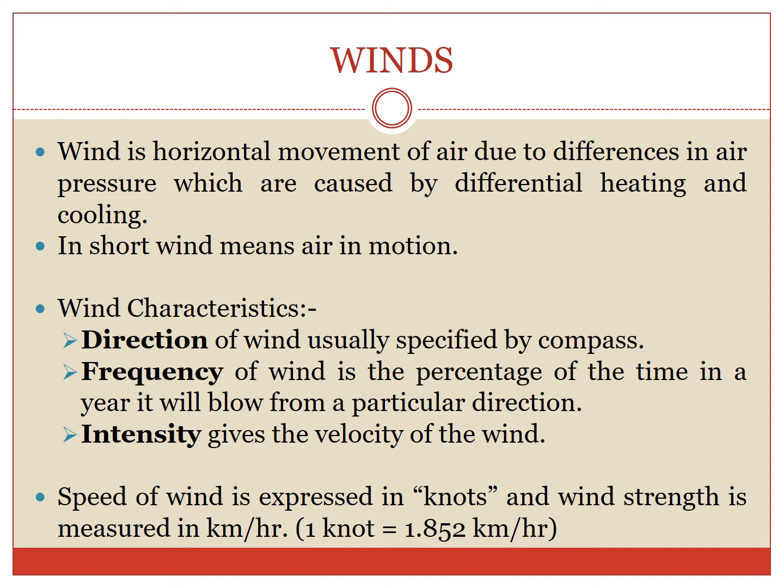So my dear friends, there are three kinds of wind characteristics that are important to all of us: direction, frequency and intensity. The direction of the wind is usually specified by the compass. The frequency of the wind is the percentage of the time in a year it will blow from a particular direction, and the intensity gives the velocity of the wind. Hence, in maritime terms, the speed of the wind is expressed in knots. 1 knot equals 1.85 km per hour.